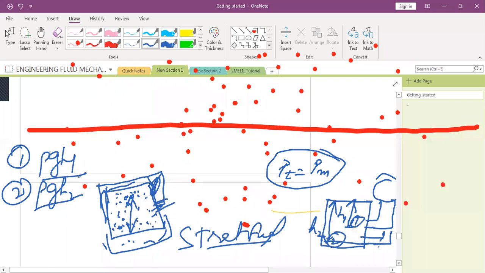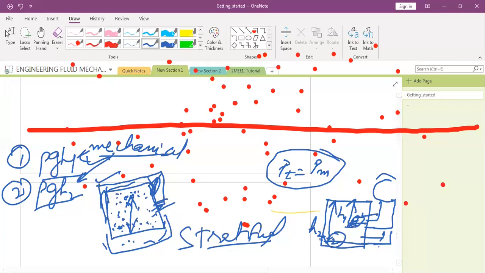Now let me know, in case of this rho GH1 and rho GH2, what will be the thermodynamic pressure at point 1? These are mechanical pressures, which you measured using the gauge. What about the thermodynamic pressure at point 1? Do you have, in case of liquids, any equation defining pressure at a point? Bernoulli.